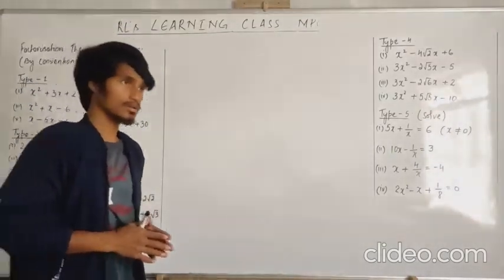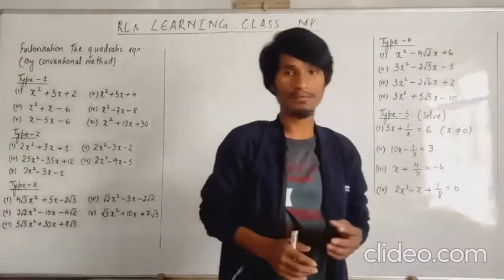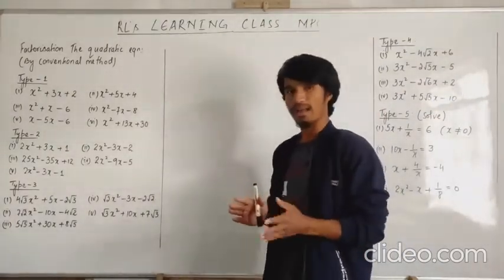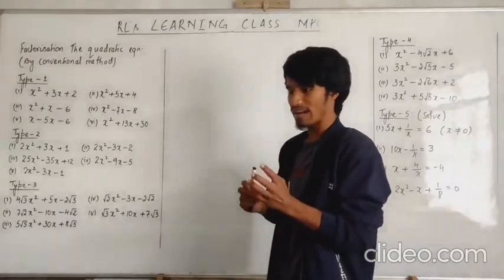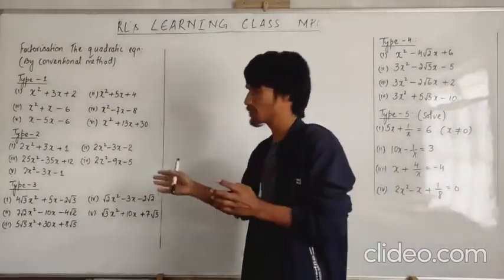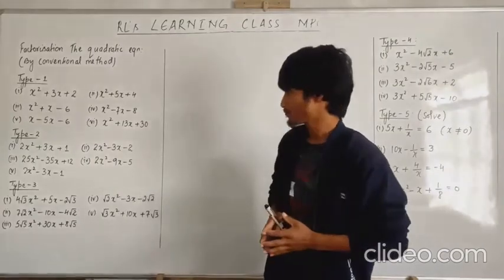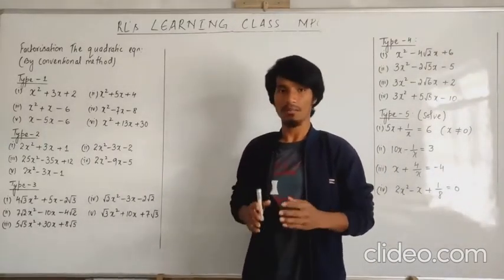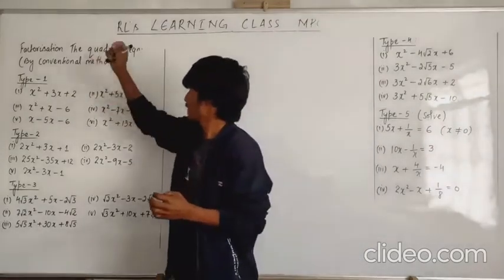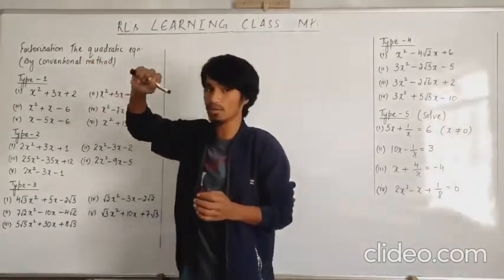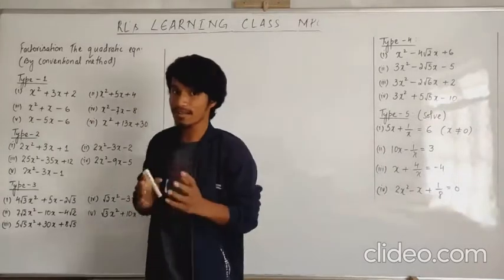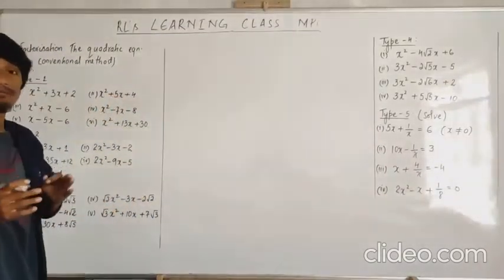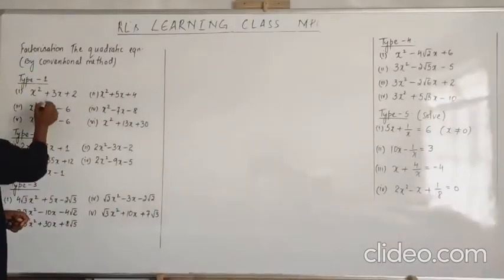But there are so many shortcuts to solve this type of problem. There is a formula, the quadratic formula, and completing the square. The quadratic formula is very helpful to solve this type of problem. But here I won't teach the quadratic formula or completing the square. Here I will factorize the quadratic equation by prime factorization. By which method? I can say by splitting the middle term.